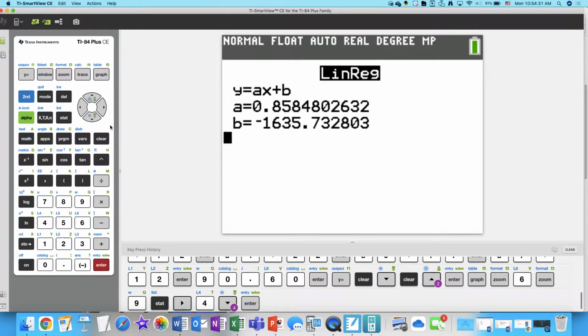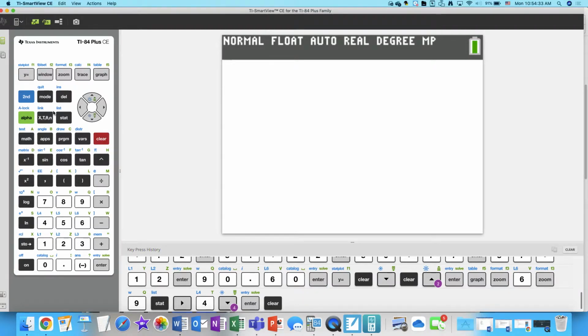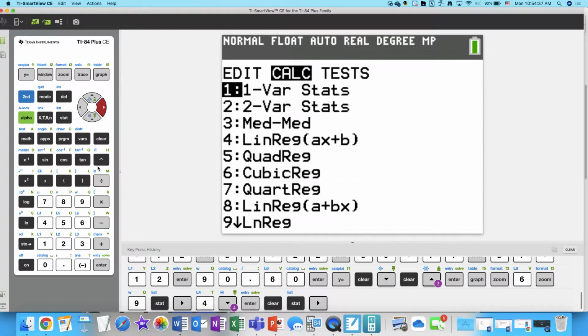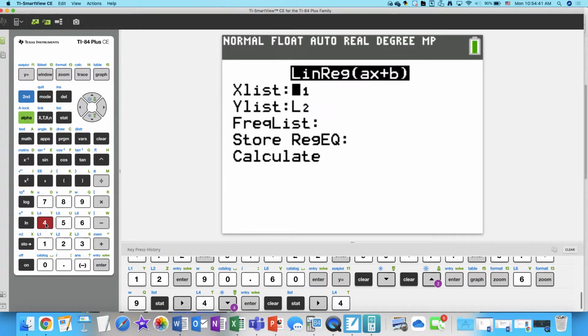And what I can do is, on this line where it says Store Regression Equation, I can say I want you to store that equation in y1. So I am going to put a y1 right there. Now, getting to the y1 is a bit of a journey, but essentially, if we put a y1 in here, it'll copy and paste, which is really nice. Okay? How do we get there?